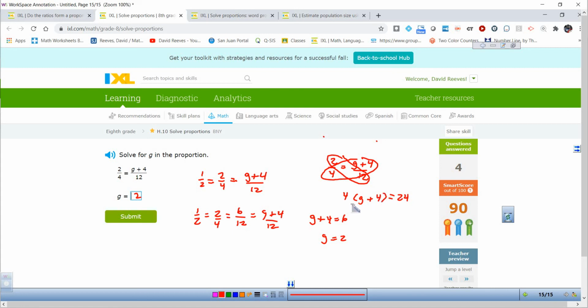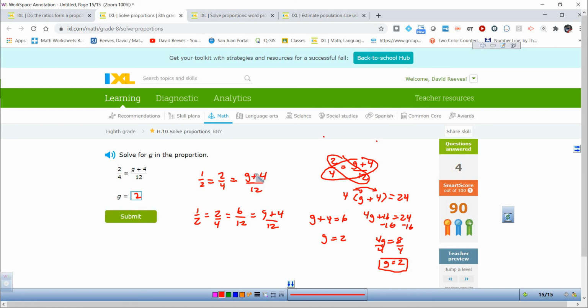And again, I don't really like this because we haven't done our algebra yet this year. But I would use something called the distributive property that you may or may not be familiar with. And I'd get 4g plus 16 is 24. And then I would subtract 16 from both sides. And then I would get 4g is equal to 8. And then I would divide by 4, and I would get g is equal to 2. So if you're like an algebra guru as a 7th grader, you could do it that way.